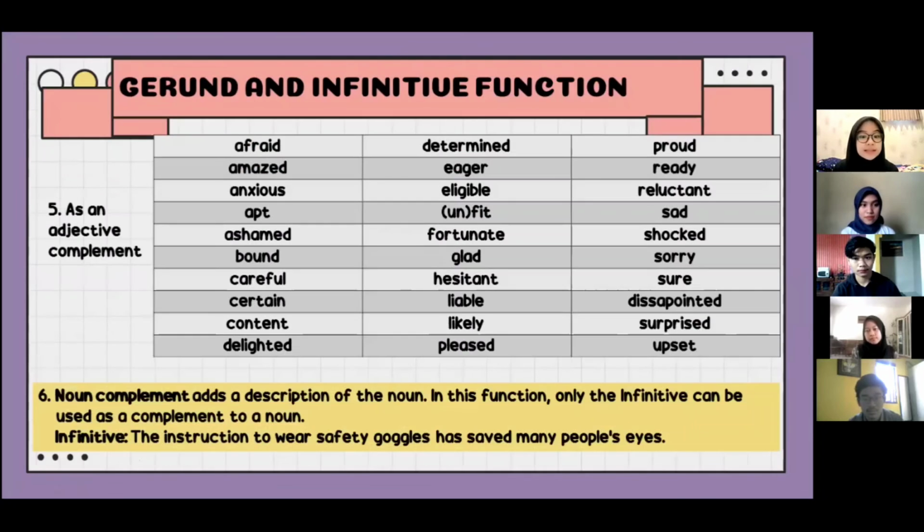Next slide. Gerund and infinitive function. As an adjective complement, we have a lot of examples here. The examples are afraid, amazed, anxious, ashamed, fortunate, shocked, sad, and many more. Number 6, noun complement adds a description of the noun in this function. Only the infinitive can be used as a complement to a noun. The example is, the instruction to wear safety goggles has saved many people's eyes.